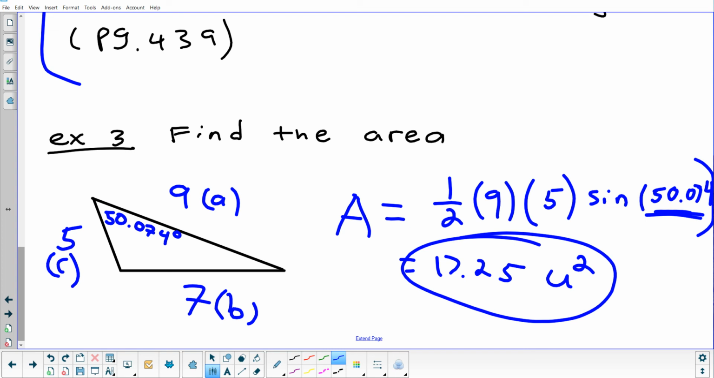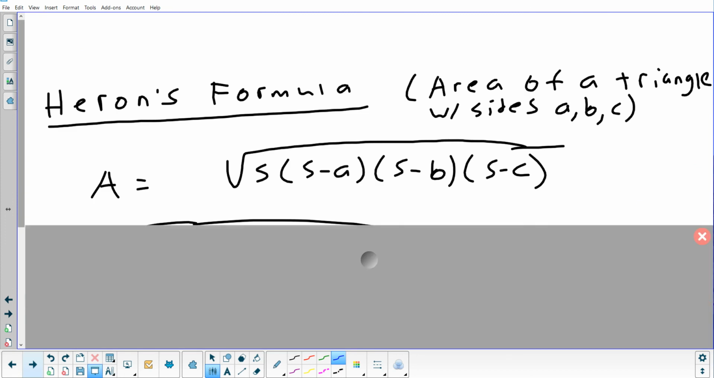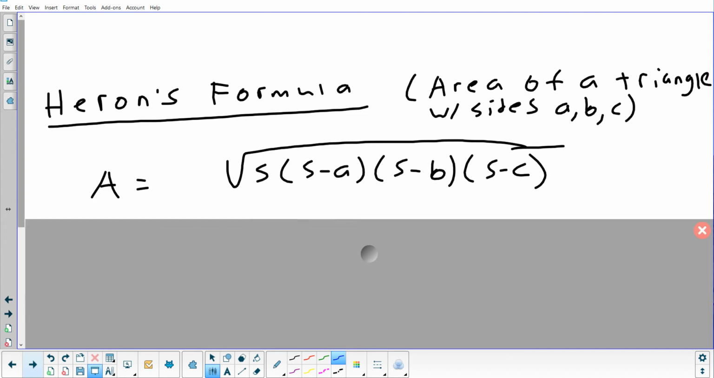So, you don't actually have to find this angle. If you know all 3 sides in a triangle, that's enough information to find the area. Not with exactly the same formula, but with a little different formula called Heron's formula.